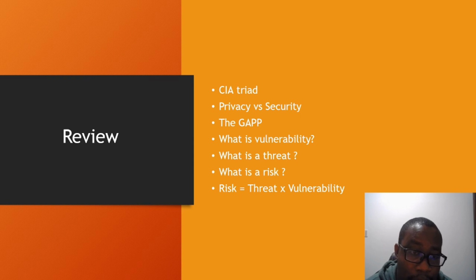So to sum up this video, we went over the CIA triad, that's confidentiality, integrity, and availability, and the importance of knowing those. Privacy versus security, the GAP, and the 10 things that go under that. What is a vulnerability? What is a threat? What is a risk? And pretty much, risk is threat times vulnerability. You have to have the vulnerability and a related threat to make the risk. And that is part 1 of Cybersecurity Analyst 101.